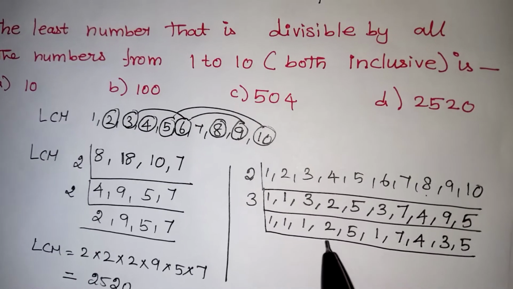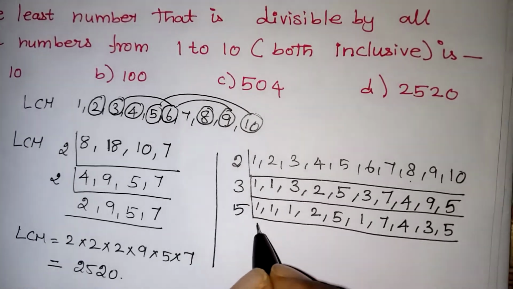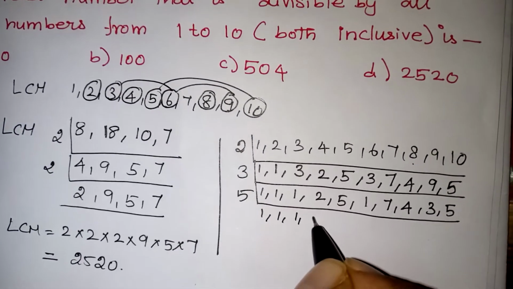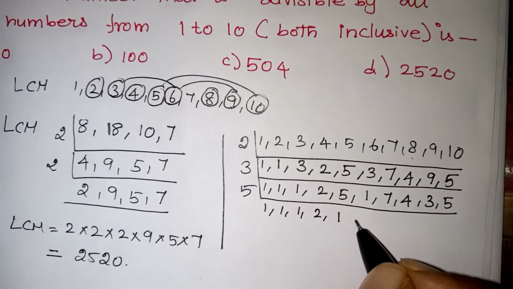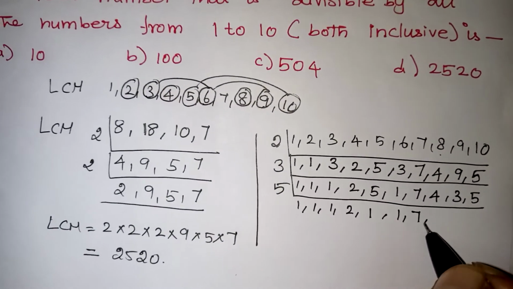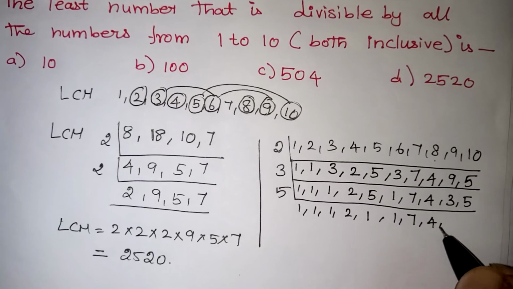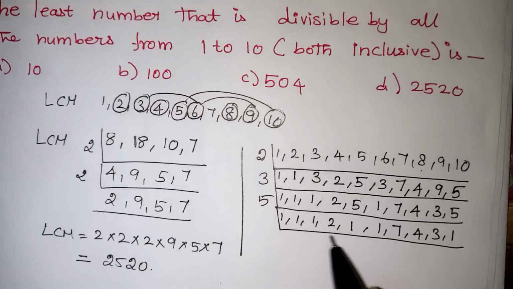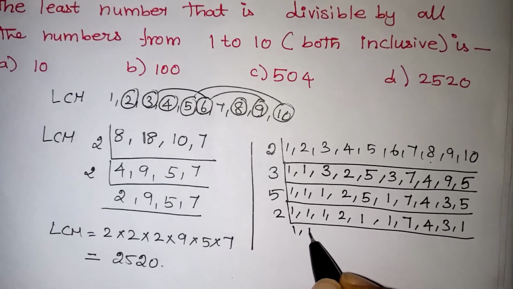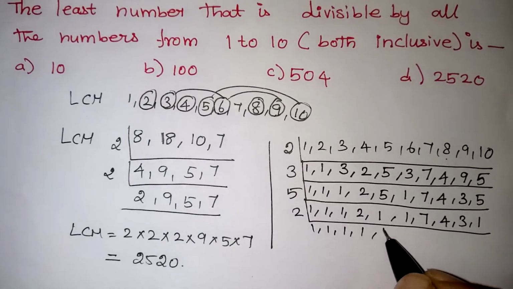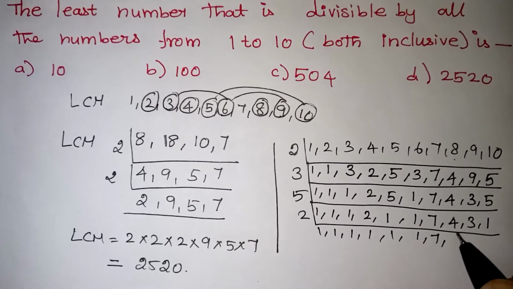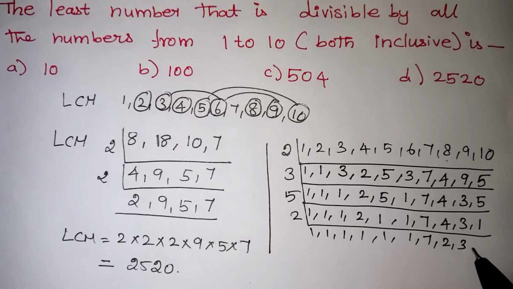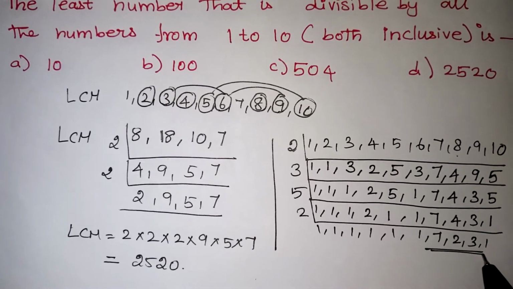Now again let us go by the 5 table. So 1, 1, 1. This 2, 5 will become 1 time. This 7 will not come in the 5 table, let it be. Then 4, 3 and that 5 will become 1 now. Again by the 2 table, 1, 1, 1, 1. It will be the same. 7, this will become 2, 3 and this one 1. Here we reached all our prime numbers.